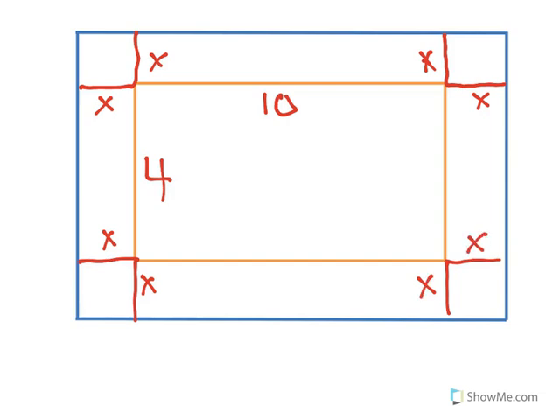So we said that if this is 10 units, I've got an extra X units on each side, I can call this 10 plus 2X. And if this is 4, and this is X, and this is X, I can call this 4 plus 2X.